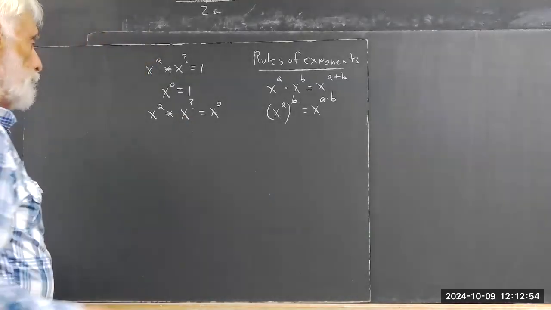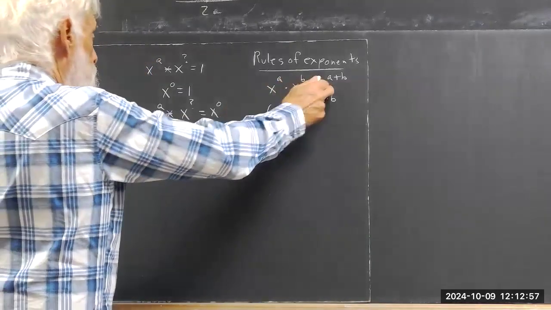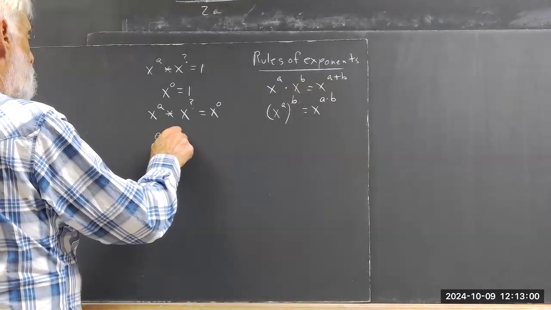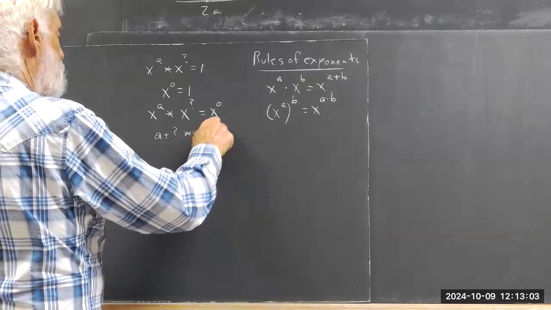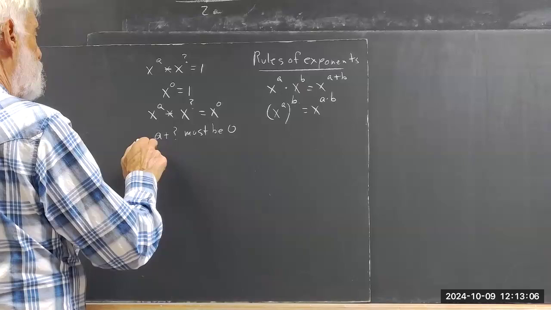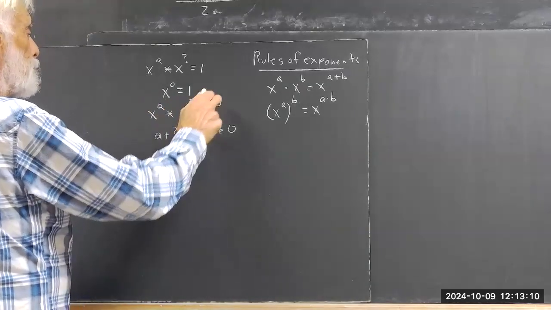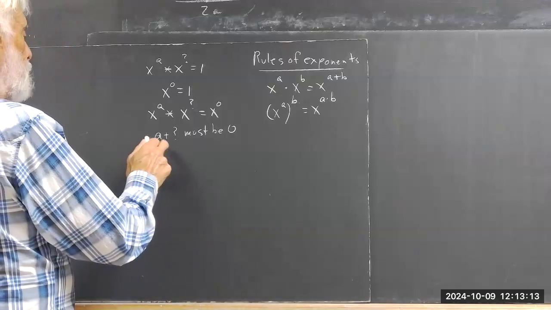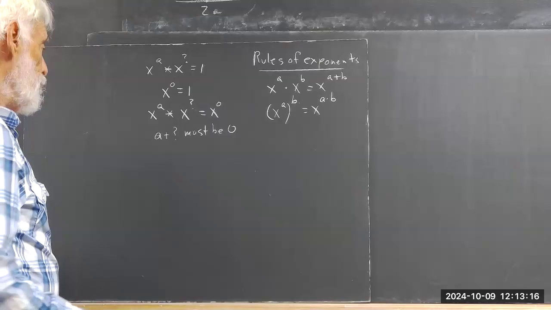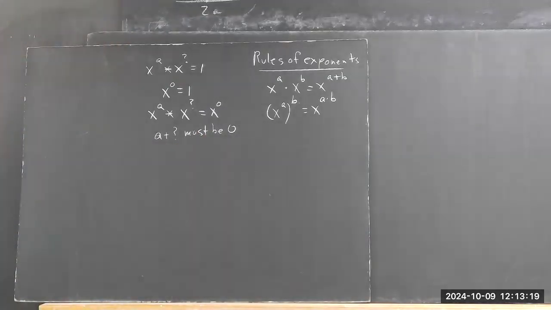Well, it turns out that the power you've got to multiply by, because of this rule, A plus, you know, if you add these powers, you've got to get 0. So A plus question mark must be 0, right? What do you add to A in order to get 0? For example, if A was 3, what would you add? Show me with your fingers. What would you add to 3 to get negative 3? If A was 47, what would you add to 47 to get 0? Well, negative 47. Most of you don't have that many fingers.